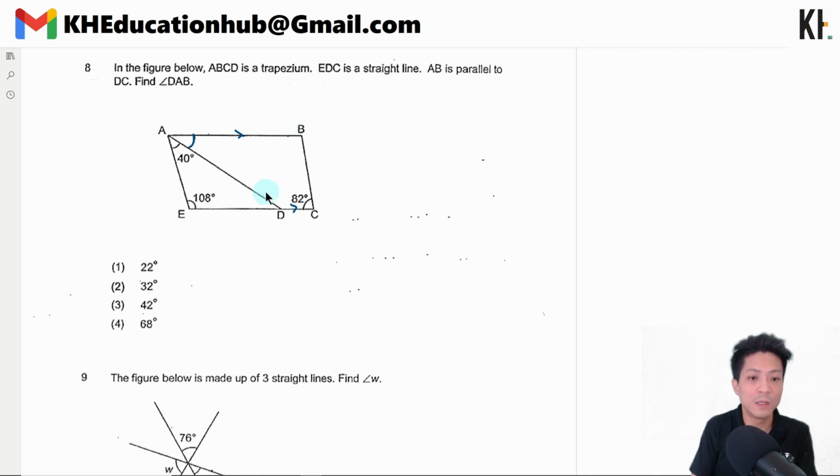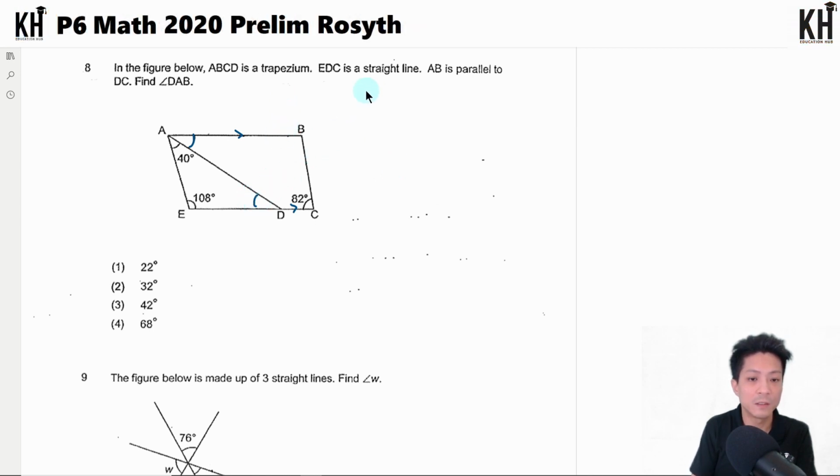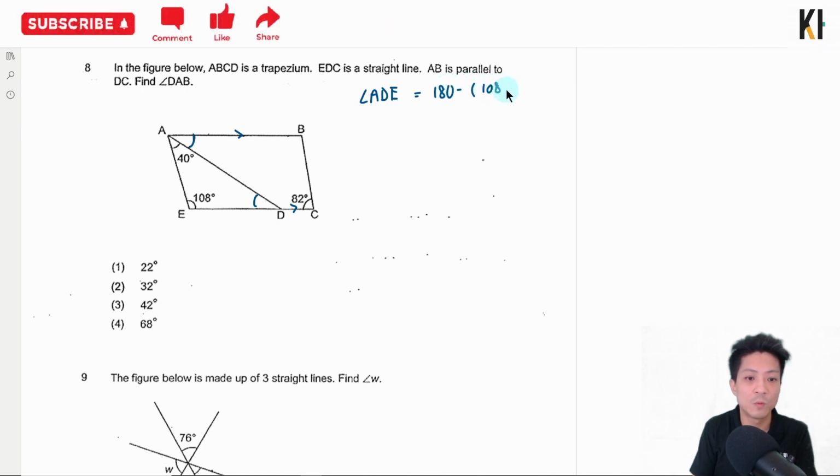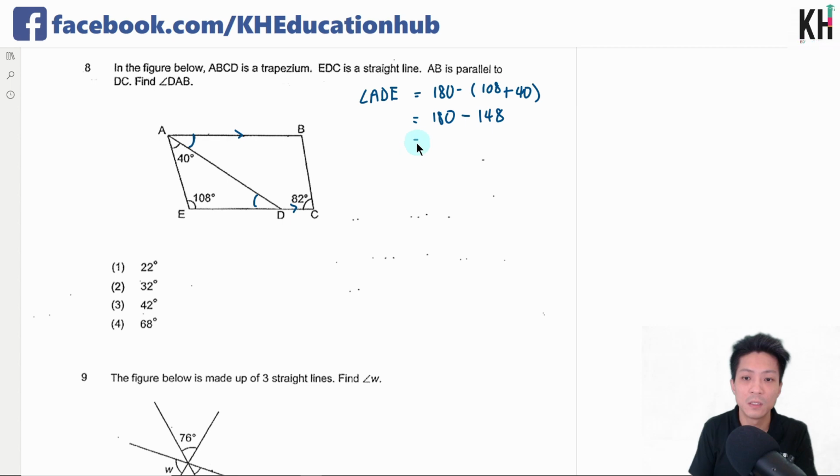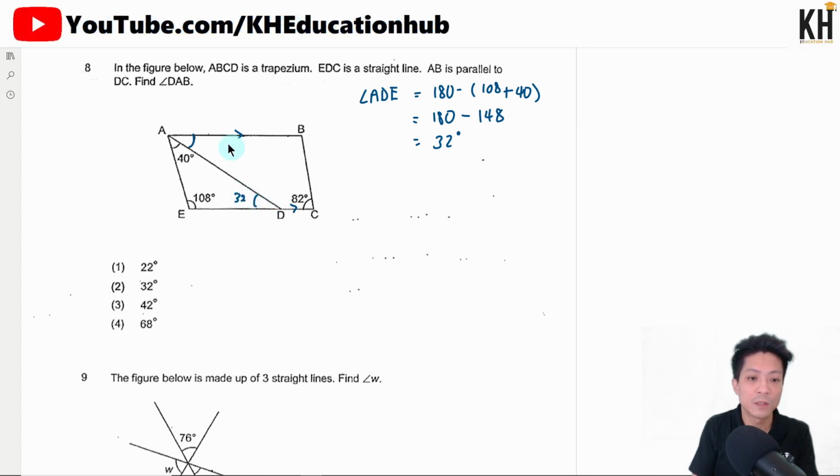Okay, so to find angle DAB, we can first find angle ADE. Angle ADE is basically 180 minus 108 plus 40. So it will be 180 minus 148, which will give you 32 degrees. So if this is 32, and by the alternate angle rule, this is also 32. So angle DAB is 32, and the answer is number 2.